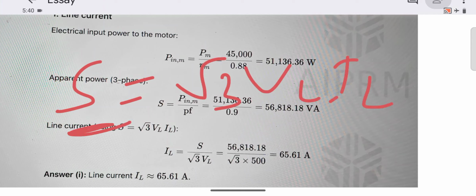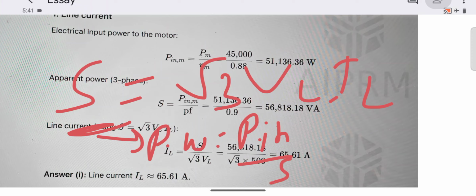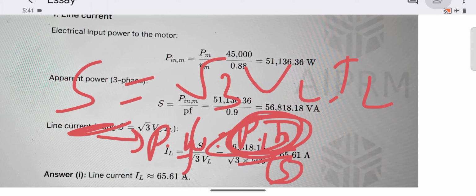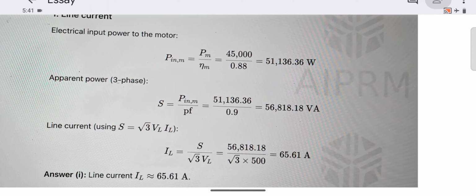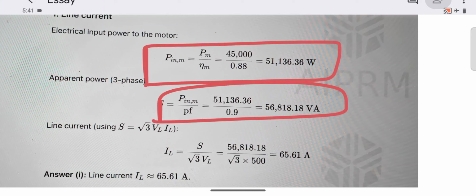For that, we have to calculate apparent power using the power factor formula, and for calculating apparent power we have to calculate input power by the efficiency formula. Efficiency is given, power factor is given. Why is it given? There is some sense. So using the efficiency formula, then the power factor formula, we calculated apparent power, and then using it we will calculate the line current.